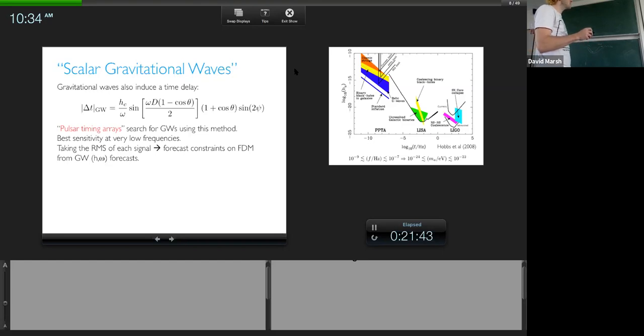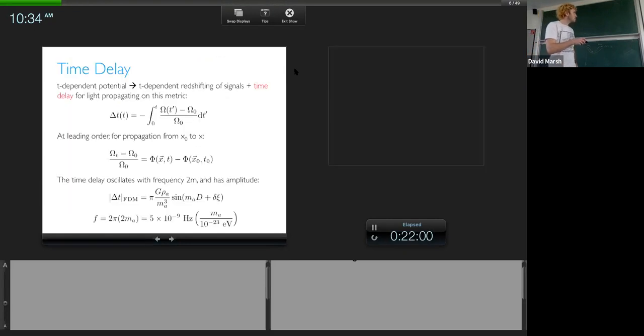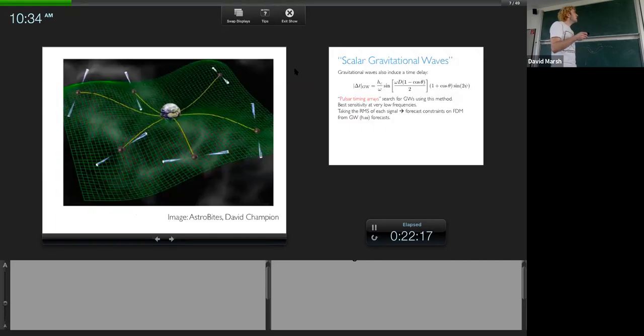And so if we take the RMS of this signal and of the axion signal, we can basically just read off the expected constraints on fuzzy dark matter if we're given a gravitational wave forecast for a particular frequency omega and a particular strain hc. We can just say, okay, omega is 2 times the axion mass, and then hc, the strain, is g rho over m squared with some factors of pi and 2. So g rho over m squared is equivalent to the dimensionless strain. So you can just do that.